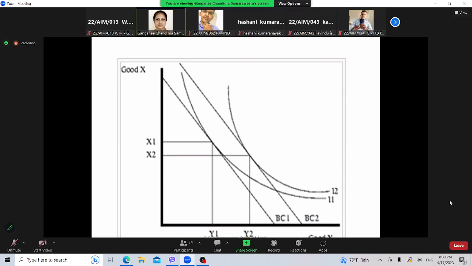See which good's demand is increasing when income increases, that is the normal good. See which good's demand is decreasing when income increases, that is the inferior good.